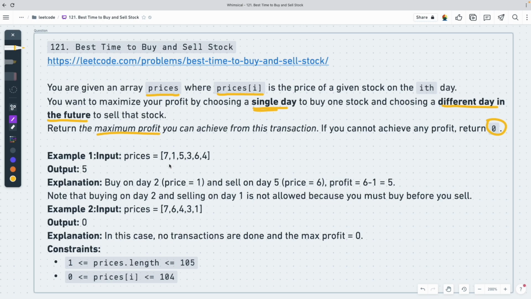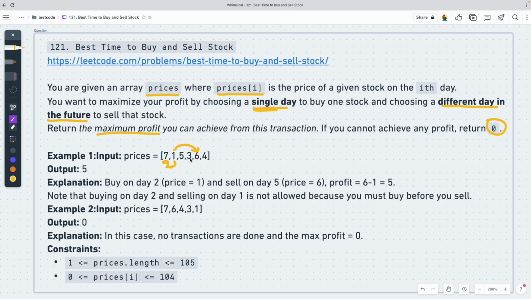Here we are given an array of 7, 1, 5, 3, 6 and 4. The answer says the output is 5. That means the maximum profit we can achieve from this array is 5, which is from the combination of 1 and 6. So you buy a stock at 1 and sell at 6. Notice that we have 7 which is bigger than 6. But this can't be considered because 7 is before 1. Okay, we have to sell the stock after buying. So we have to sell the stock after the minimum value.